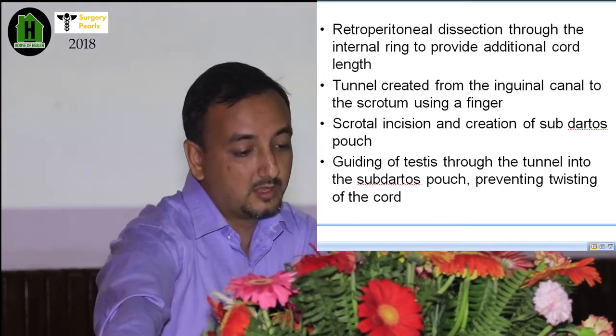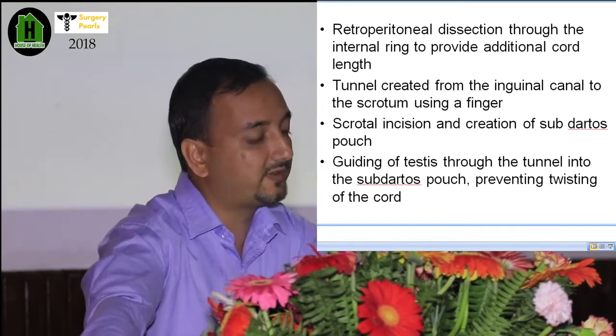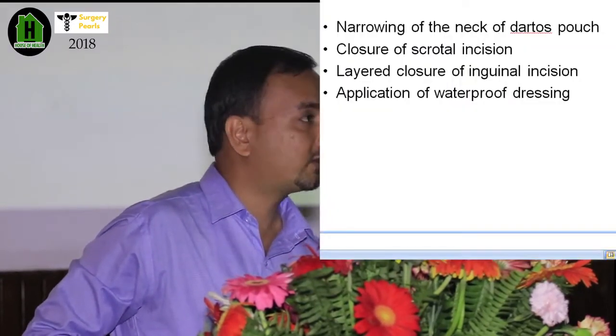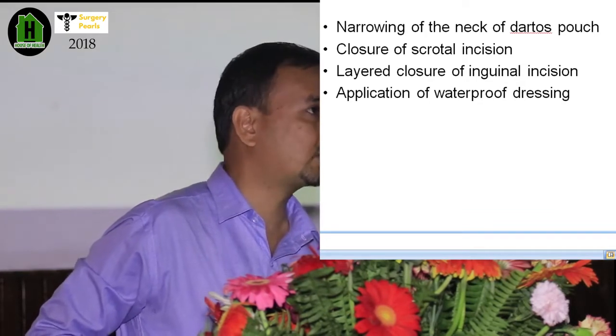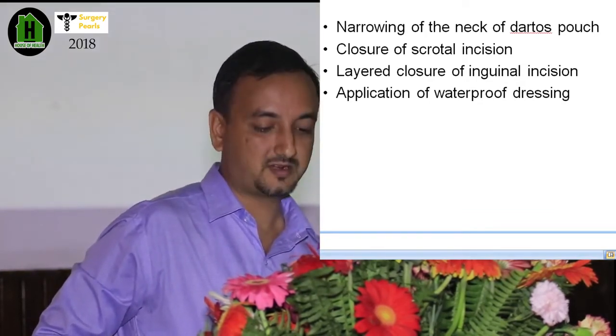So the tunnel is created from the inguinal canal to the scrotum using a finger, and the scrotal incision is made and a subdartos pouch is created, and the testis is guided into the tunnel, into the scrotum, taking care not to twist the cord structures during the process. And then we narrow the neck of the dartos pouch and close the scrotal incision as well as the inguinal incision, and apply a waterproof dressing.